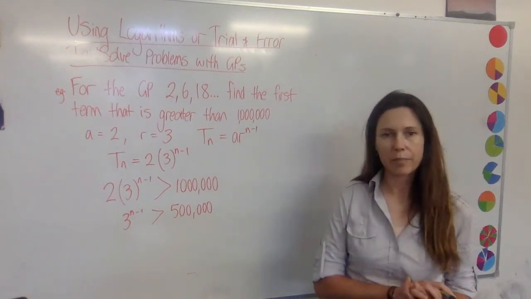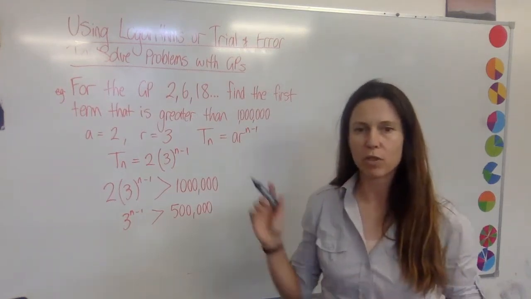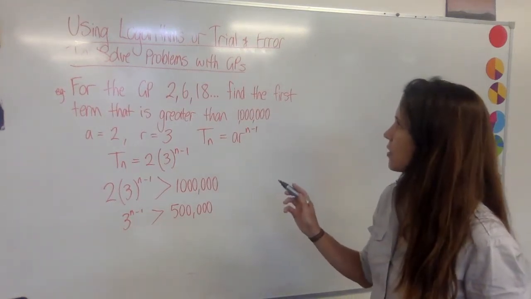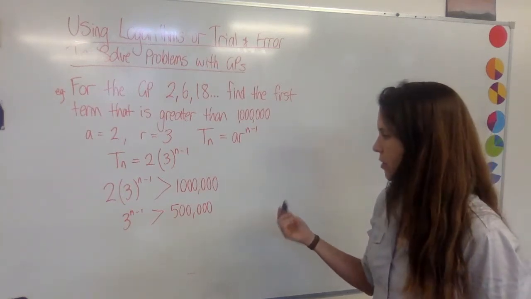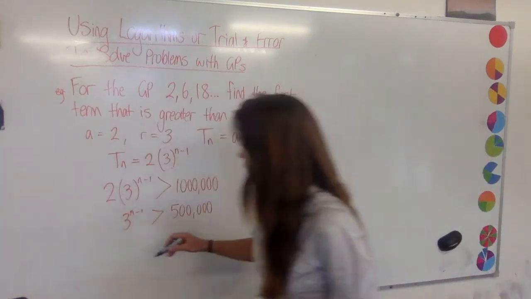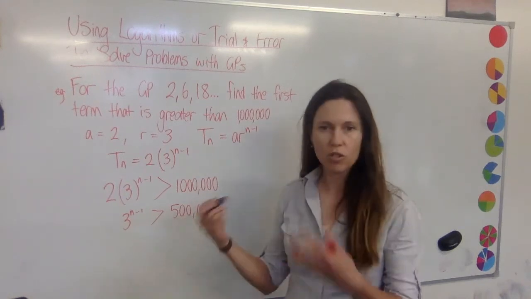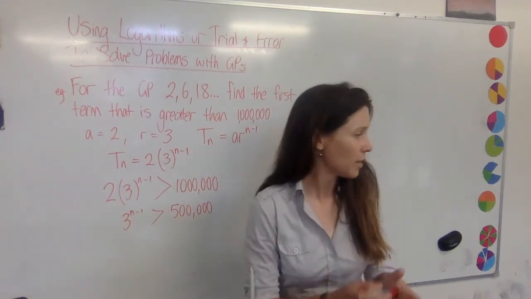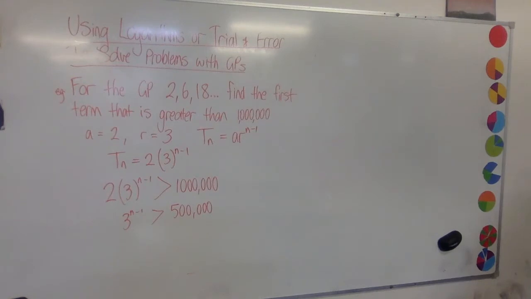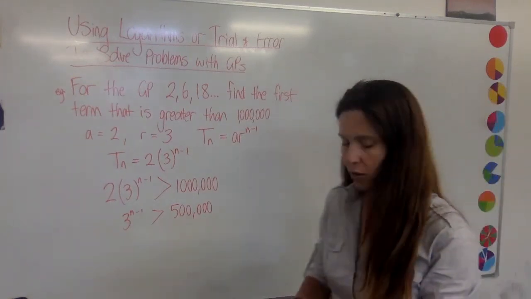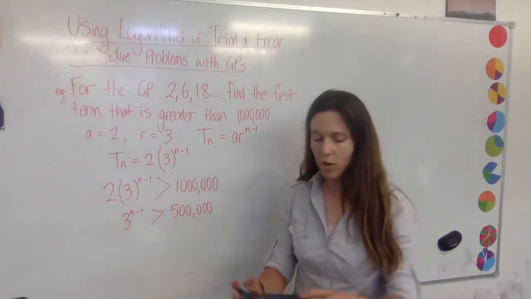Alright, what next? Here's where I'm going to break into a few different strategies. The first strategy that I'm going to use is just trial and error, because it's quite simple and straightforward. So one way would be to say, well, I'm just going to try some stuff. I'm going to grab my calculator, and I'm just going to say 3 to the power of something is greater than 500,000. What could it be?